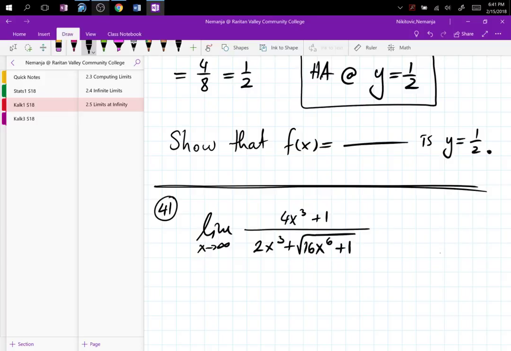What's the highest exponent? 3. What's going to happen to x to the 3 when it undergoes the square root? What's going to happen to it? Yeah, it's going to become x to the 6. Very good.